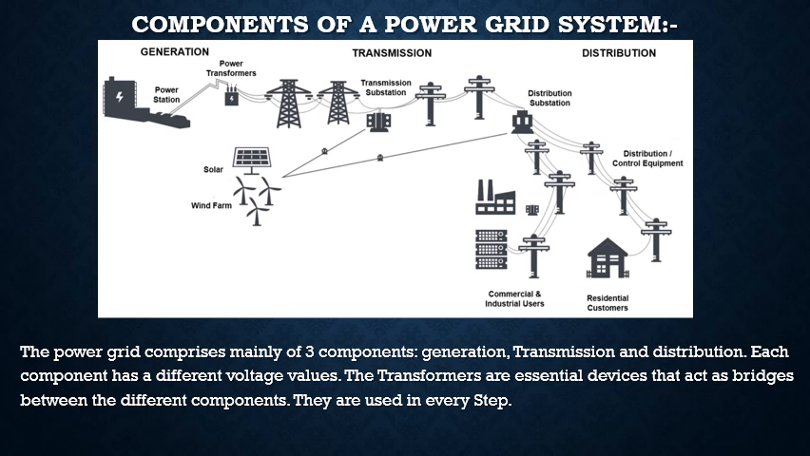Now the components of a power grid system. The power grid system may look complicated, but its components can be divided into three parts. That is the generation, transmission, and finally distribution of electricity. Each component has different voltage values. The transformers are very essential devices that act as a bridge between the different components. Transformers are in fact the backbone of the whole power grid. Without transformers, it wasn't possible to construct such a complicated power grid. They are used in every step.